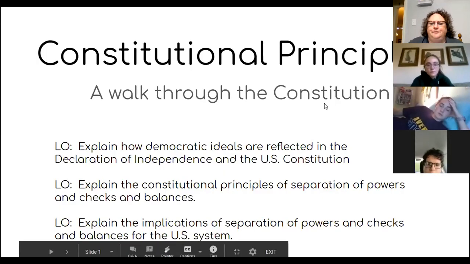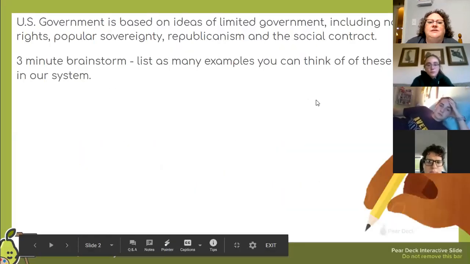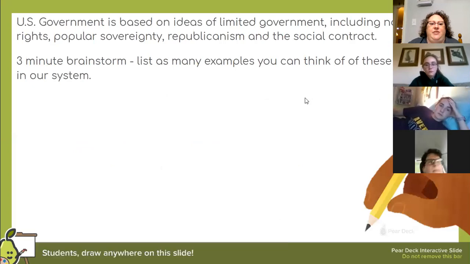All right, so we're talking about limited government, natural rights, popular sovereignty, all of these things. I'm not going to go over these again, but just think about how we see these in our country. We've already gone over that, and we know those were so important in the Declaration of Independence, and are then brought into the Constitution.